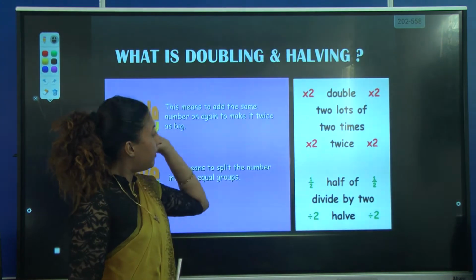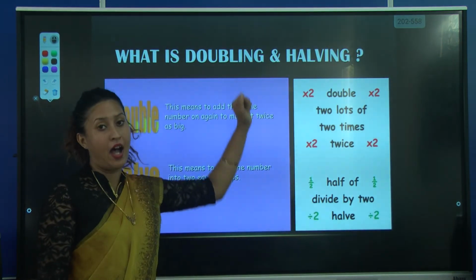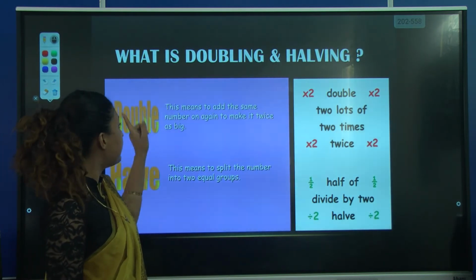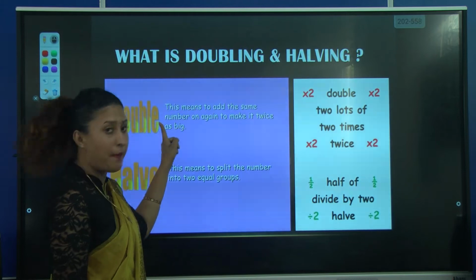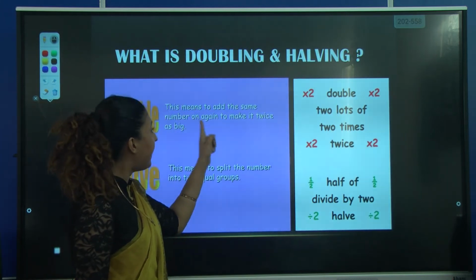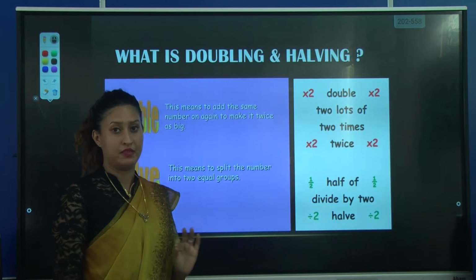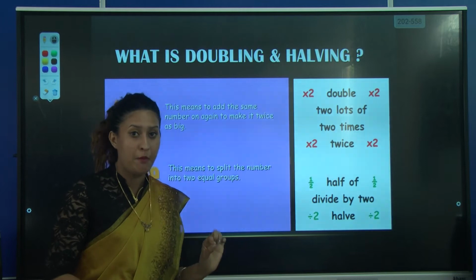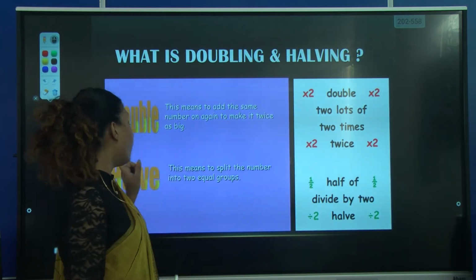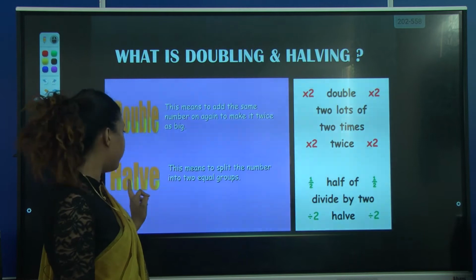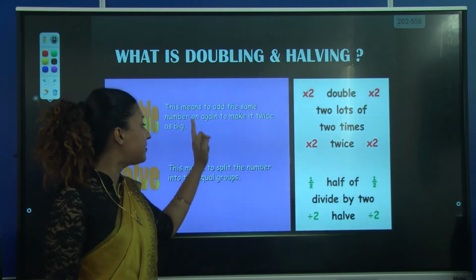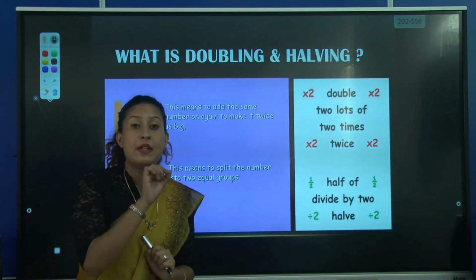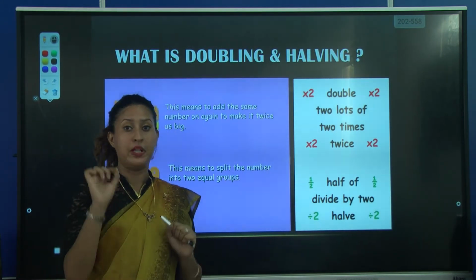Now, what is doubling and halving? What is it? Double. Double means we add the same number on again to make it twice as big. That means 2 times. Understand? We multiply the number by 2. Okay. What is halving? Halve. This means to split the number into 2 equal groups, which means we divide the number by 2.